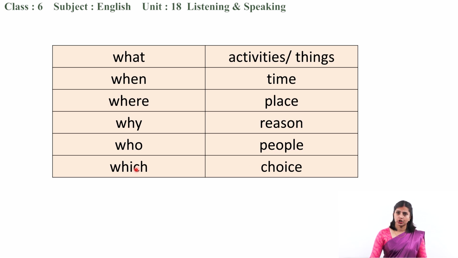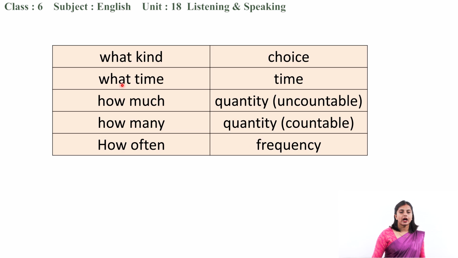Next one is which. Which, choice. Which is the tallest mountain? Which is the longest river in the world? Okay, which color do you like? All right, so which is used to ask the question about choice. Likewise, we have what kind. What kind is also used to ask about choice. What kind of food do you like? What kind of dress do you wear?